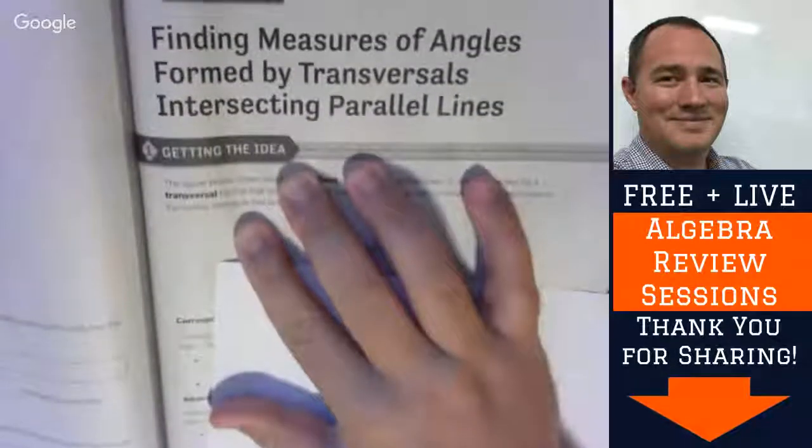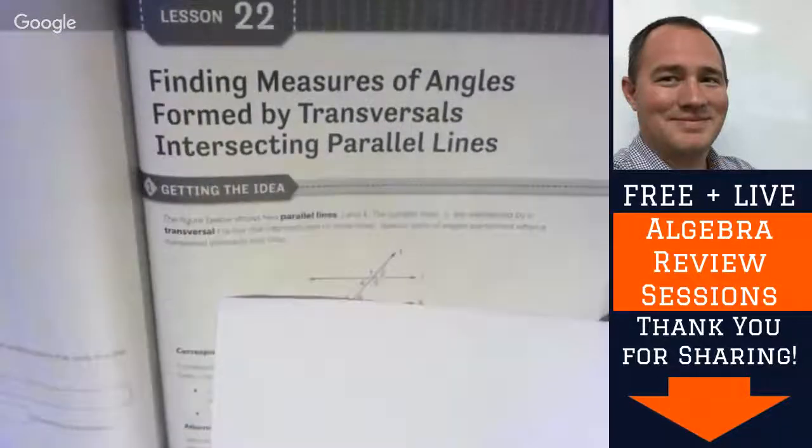Okay, we're about to get started on lesson 22, finding measures of angles formed by transversals intersecting parallel lines.